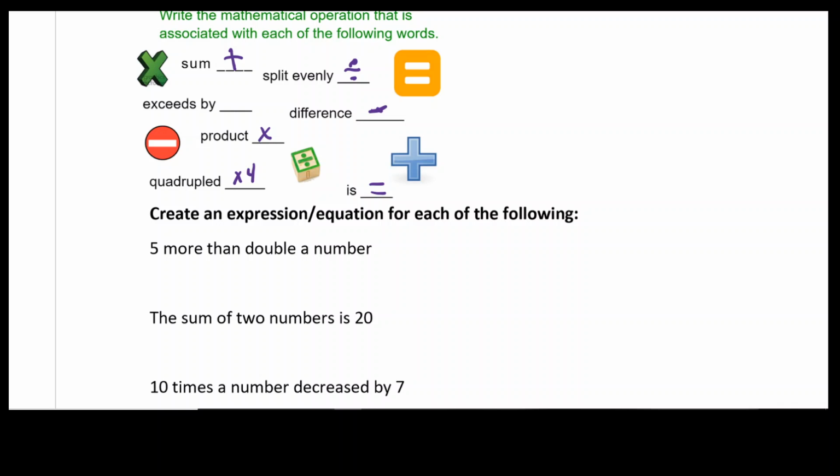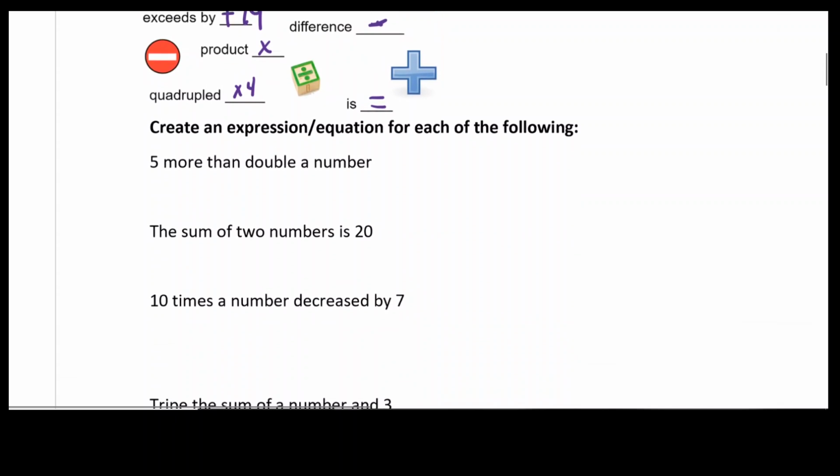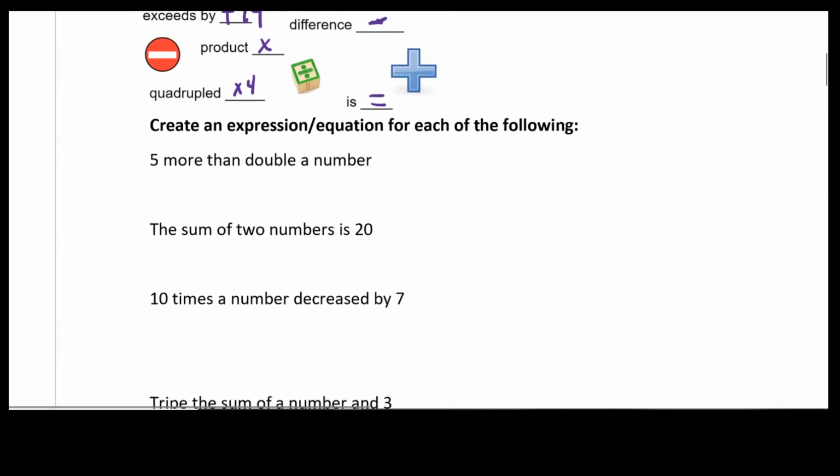This one's always a bit weird, but if something exceeds something by a certain amount, like if my age exceeds yours by, I'm going to say 14, or like 19 years older than you, something like that. If my age exceeds yours by 19, well, I would add 19 to your age to get my age. So there you go. I'd be thinking of adding something.